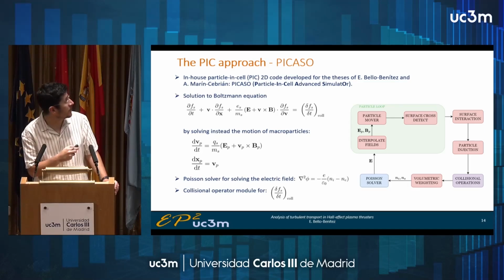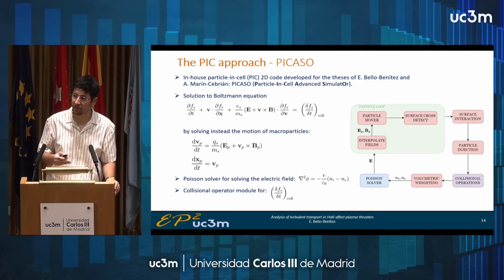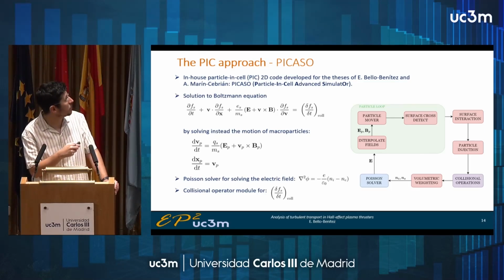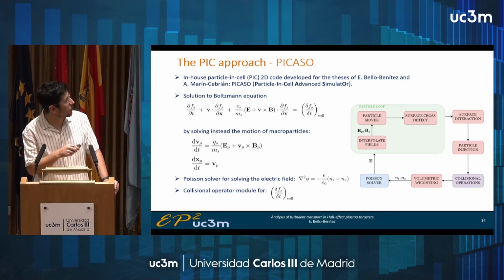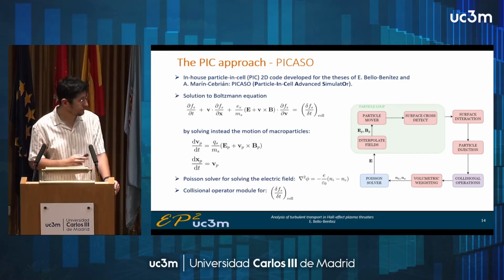But instead of solving directly the Boltzmann equation, we discretize the distribution function in macroparticles, and we solve the motion of those macroparticles instead, okay? As additional models, we need the Poisson solver that gives us the electric field and a module for collisional operations.